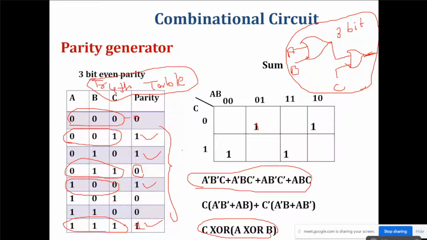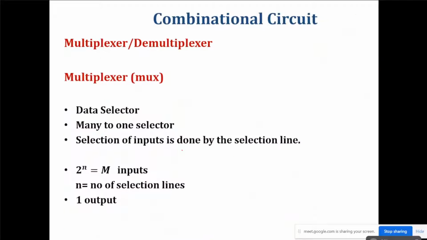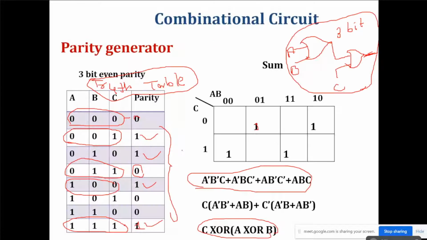Okay, you try to do that. It's very easy because you know how to make the truth table and how to get the minimized expression according to the truth table. So this was all about the parity generator for 2-bit and 3-bit.